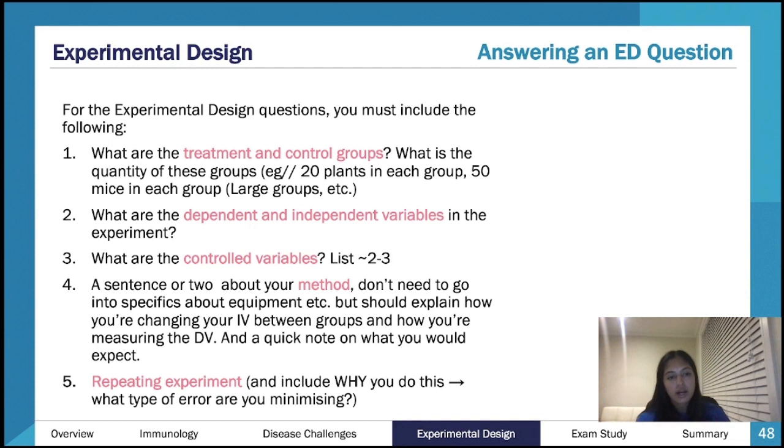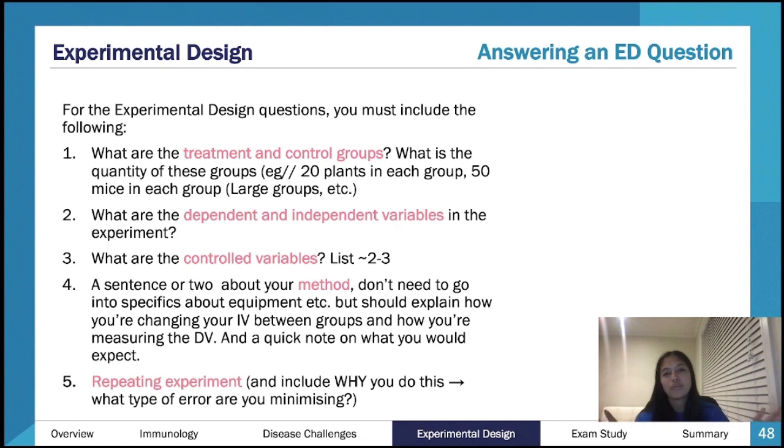So your treatment and your control groups, remember that control group. It's really, really important. Students always forget it. Remember to include a large sample size. Remember to be as specific as you can. Dependent and independent variables, your controlled variables, again, listing about 3, a sentence or two, nothing more, nothing less, about your method.